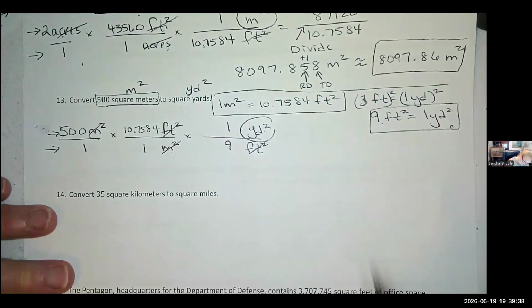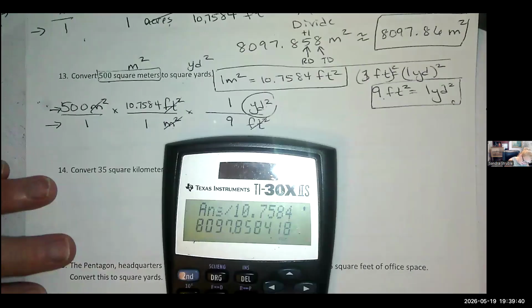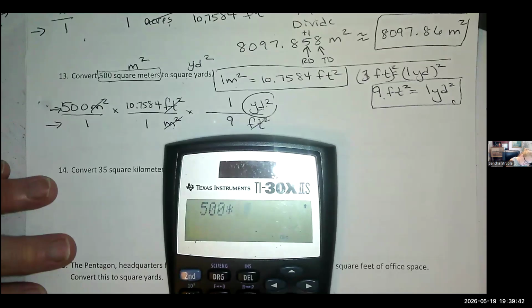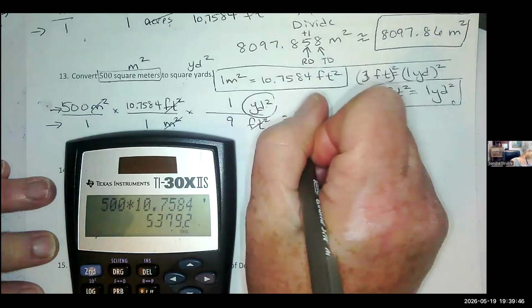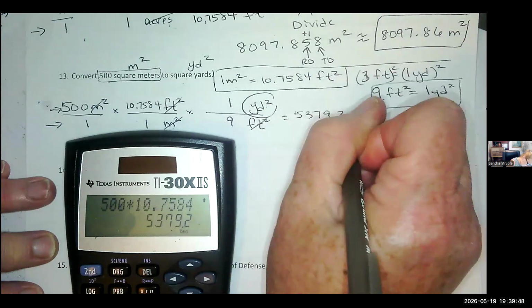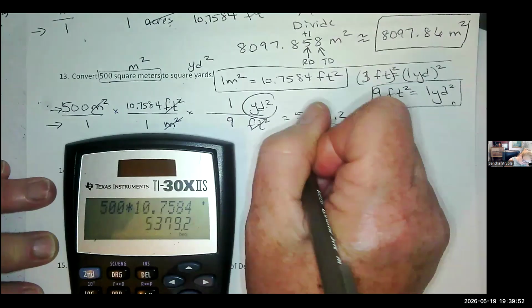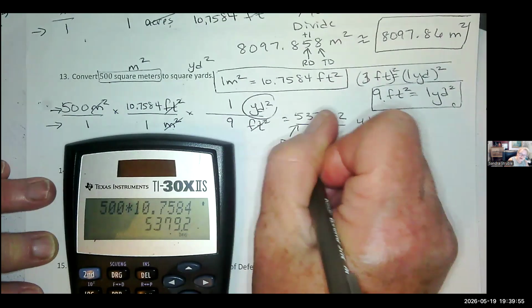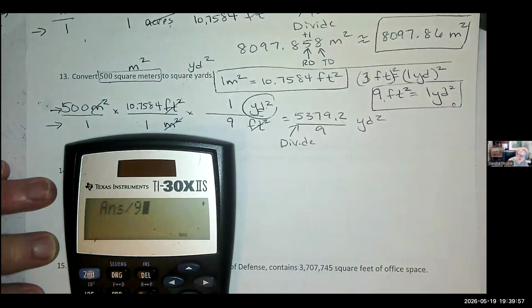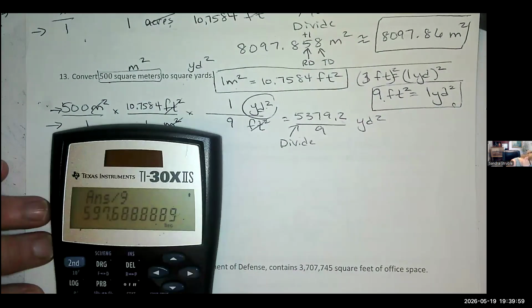500 times 10.7584 is 5379.2 over 9, and this is yards squared. Here's where you divide by 9, and I got 597.688.